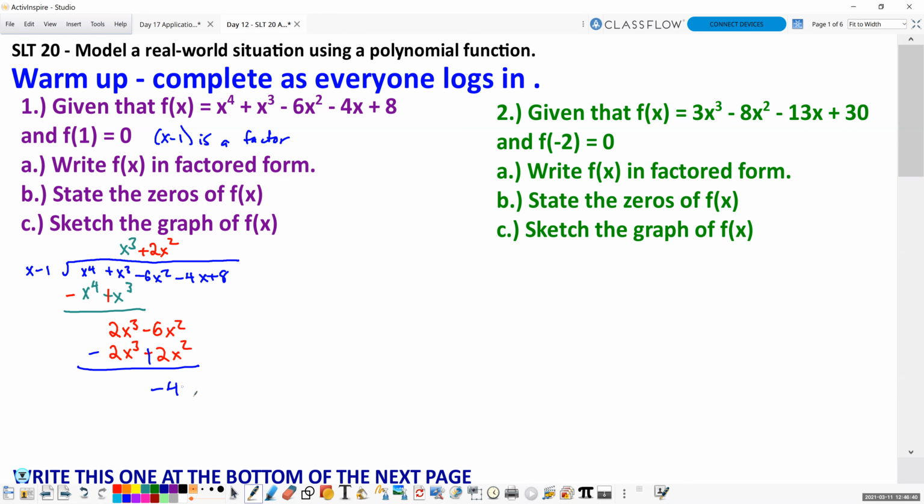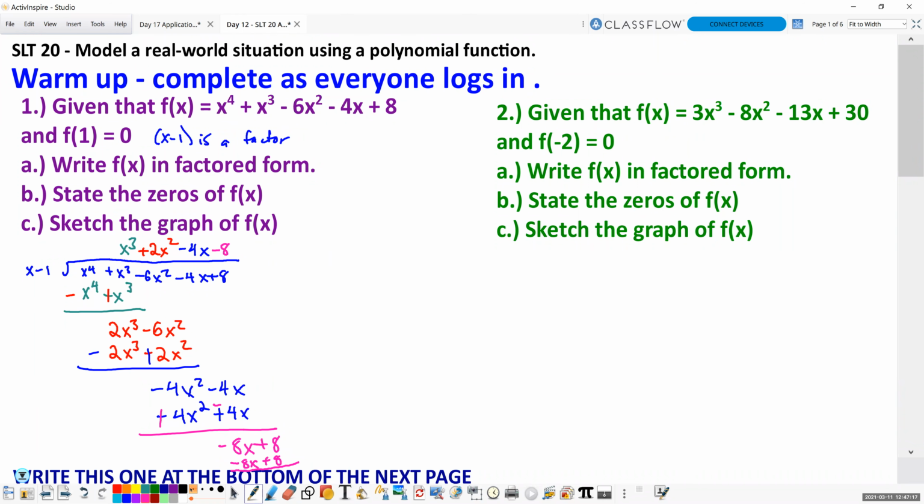So that gives me negative 4x squared minus 4x. I'm going to divide negative 4x squared by x, and I get negative 4x. I'm going to multiply back, and I get negative 4x squared plus 4x. Then when I subtract, this becomes negative 8x. And then I'm going to bring down the plus 8, have a division thought, and I get negative 8, which makes negative 8x plus 8, and I'm out of space, which is fine because that means there is no remainder. They subtract perfectly.